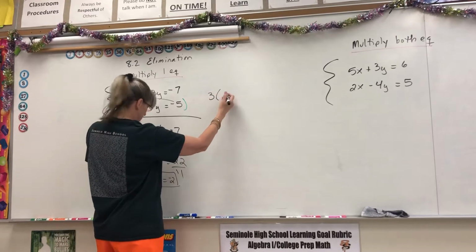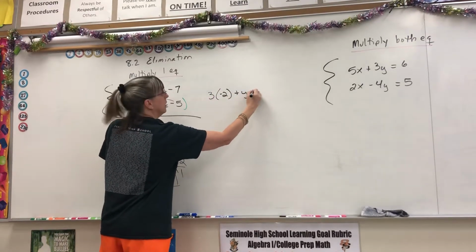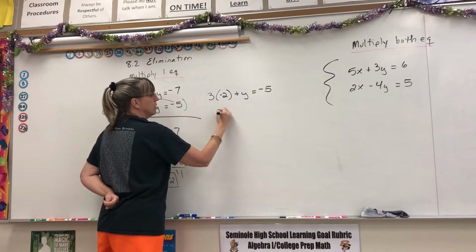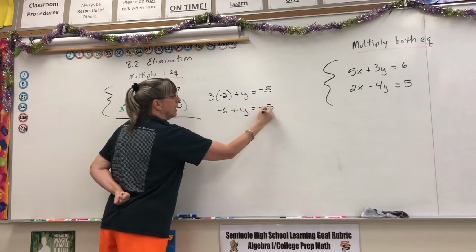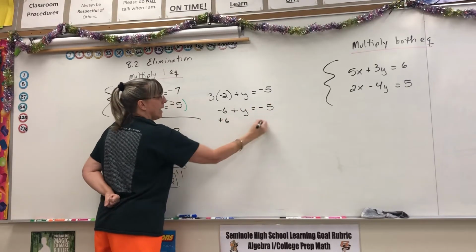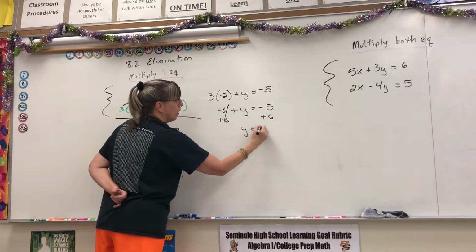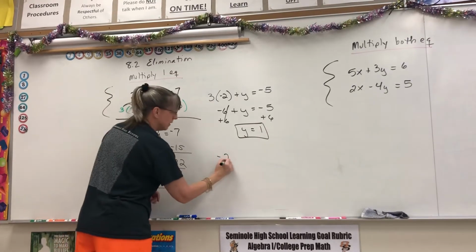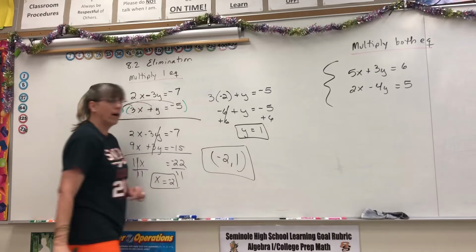So 3 times -2 plus y equals -5. 3 times -2 is -6. Bring down the plus y equals -5. Add 6 to both sides, and y equals 1. Okay, my solution is (x, y) equals (-2, 1).